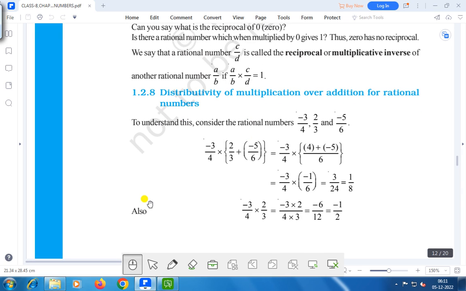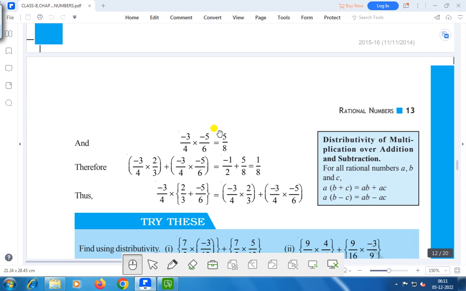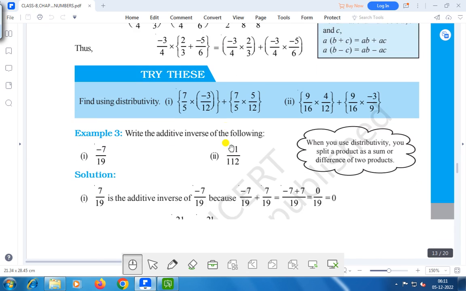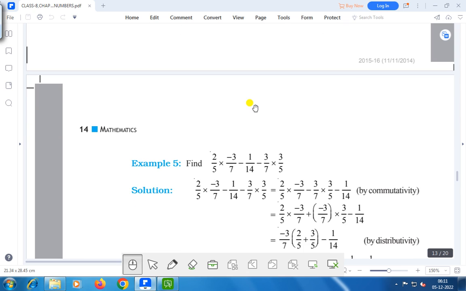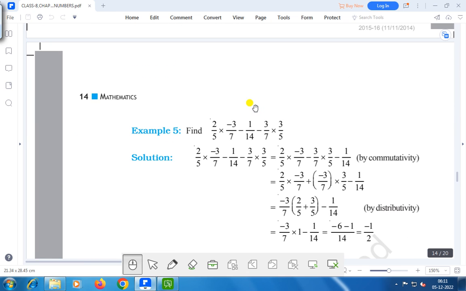Distributivity of multiplication over addition for rational numbers. This is an example. Here, distributivity of multiplication over addition and subtraction. For all rational numbers a, b, c, a into b plus c is equal to ab plus ac. A into b minus c is ab minus ac. In this way, you will find the various properties of rational numbers.